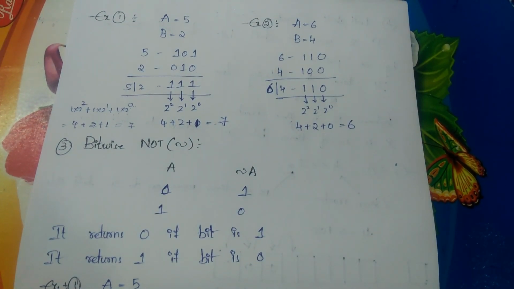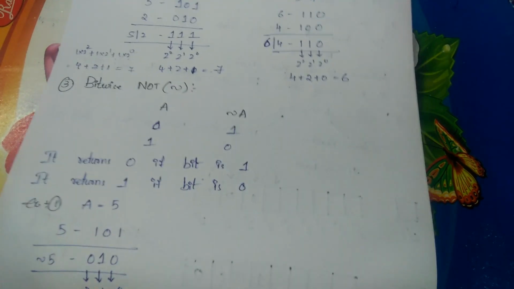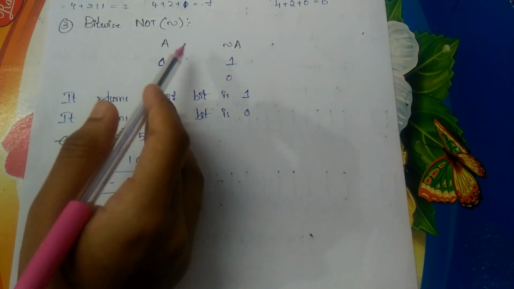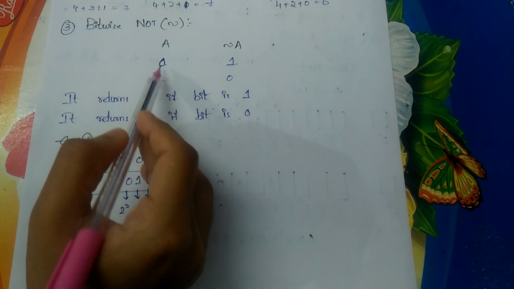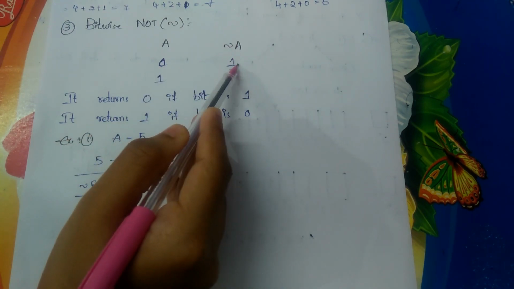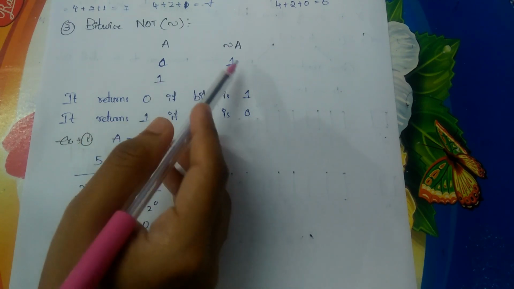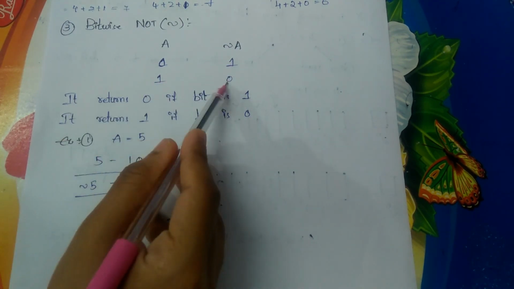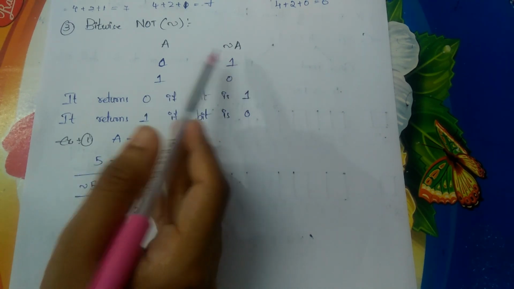Now let's discuss the third type, that is bitwise NOT. Here we have only one statement. If it is 0, then bitwise NOT returns 1. If the bit is 1, then it returns 0. So it returns 0 if the bit is 1, and it returns 1 if the bit is 0.